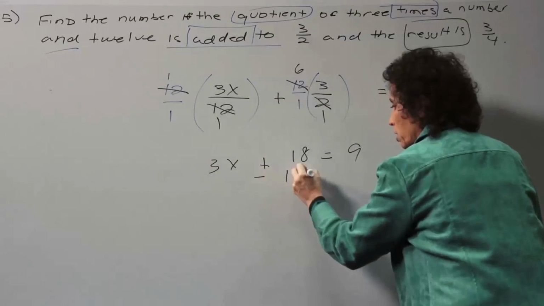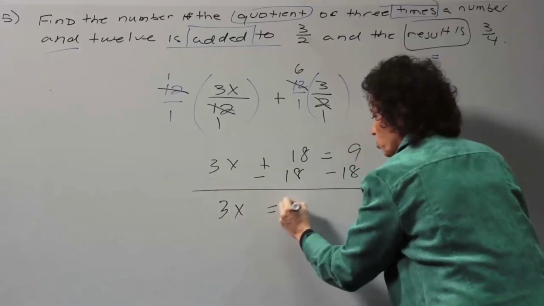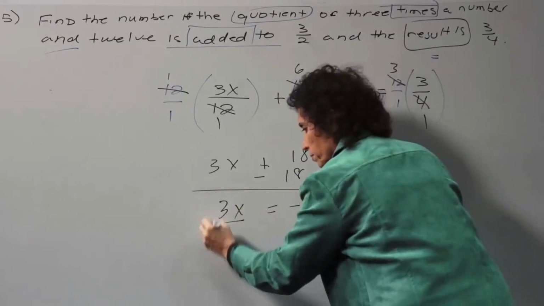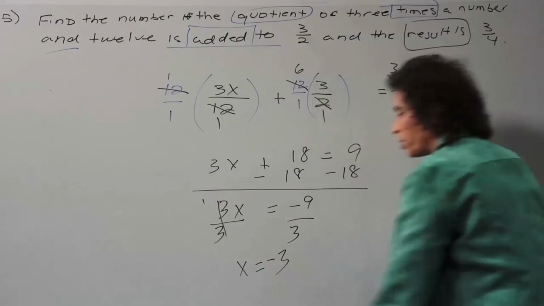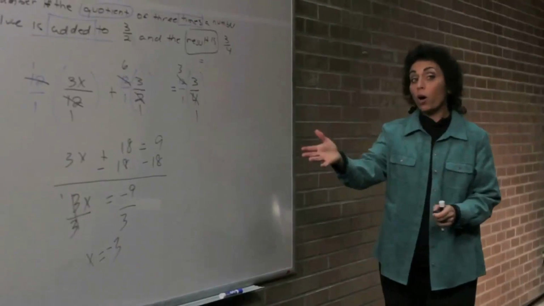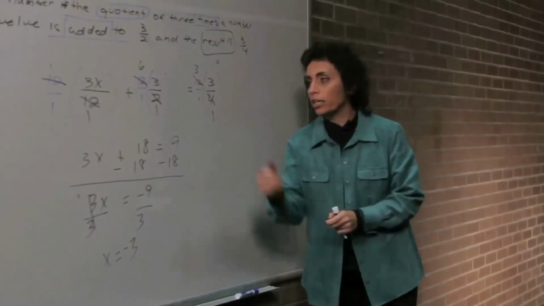Now we're going to solve this. We're going to subtract 18, subtract 18. 3x equals -9. Divide by 3. Divide by 3. X equals -3. So the number we have is -3. Okay. Now, of course, what do we have to do now? Yep, we have to check this problem. So in a second, we'll check it.